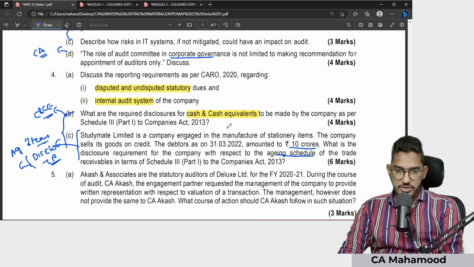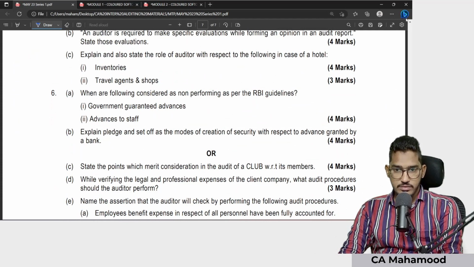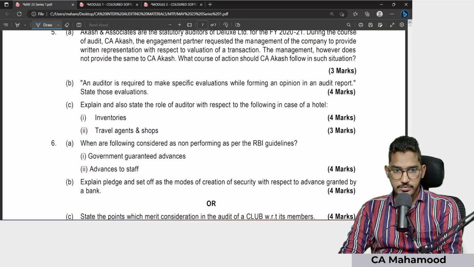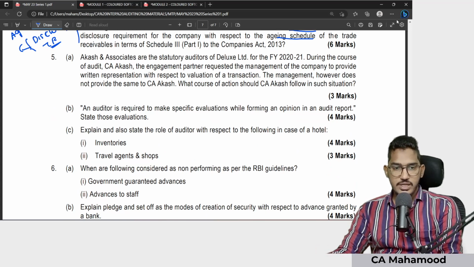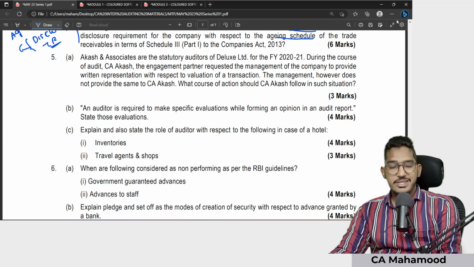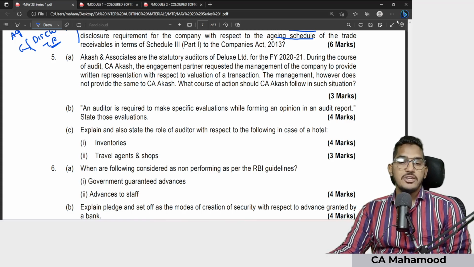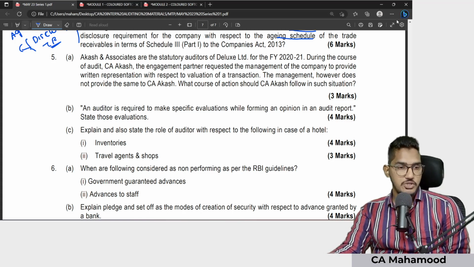Now let us come to the fifth question. So what is the fifth question about? Akash and Associates are the statutory auditors of Deluxe Limited for the financial year 2020-21. During the course of audit, CA Akash, the engagement partner, requested the management of the company to provide written representations with respect to valuation of transaction. The management, however, does not provide the same to CA Akash. What course of action CA Akash should follow in the given situation?